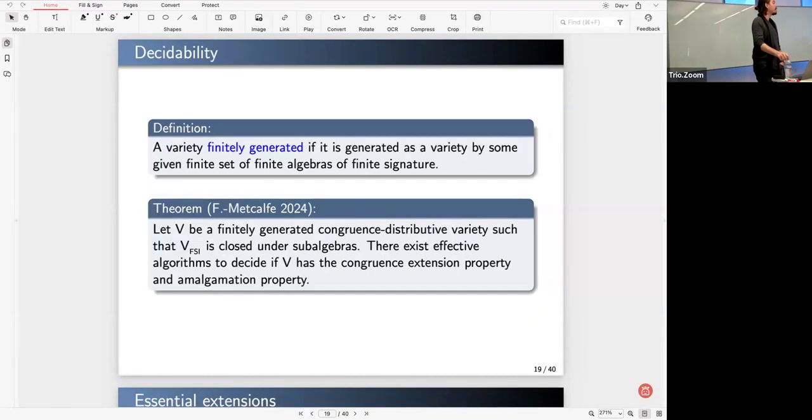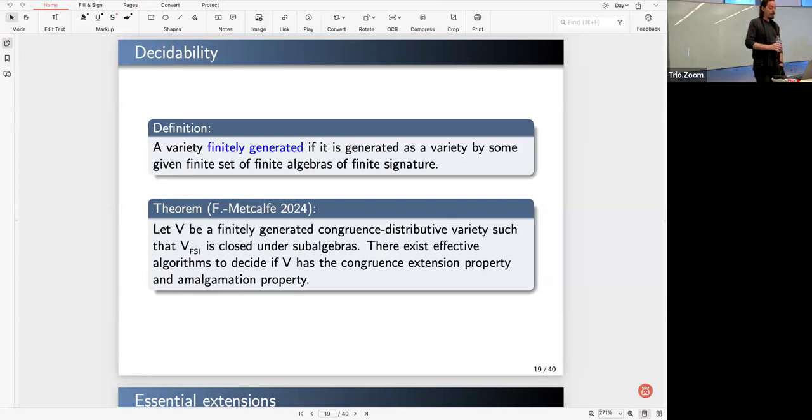Now, a happy consequence of this, going back to this kind of search for amalgam question, is that this implies some decidability results. So let me tell you that a variety is finitely generated. I'm now specializing to the variety case. This is, I think, not true for quasi-varieties in general, but it is true for varieties. I'll say that a variety is finitely generated if it is generated as a variety by some given finite set of finite algebras of finite signature, everything finite. So finite signature is probably quite commonsensical, but I just assume that it's generated as a variety by some finite set of finite algebras, or equivalently a single finite algebra.